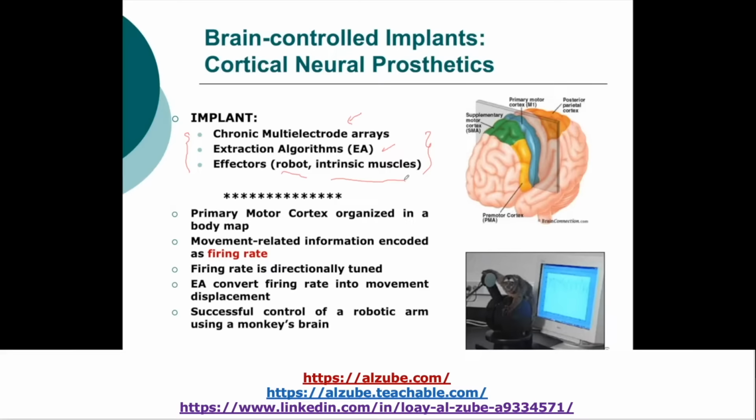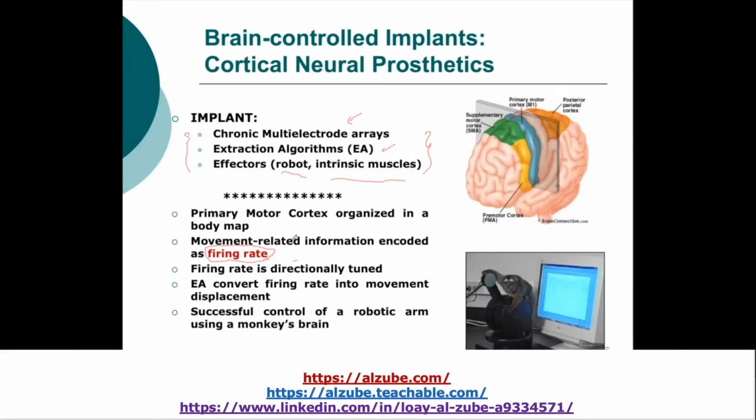So what we are targeting here is the primary motor cortex, which is the blue part in this image of the brain, and its movement-related information encoded as firing rate. When we measure the action potential or the electrical activity of the primary motor cortex in this part of the brain, we are trying to collect information about the firing rate. The higher the firing rate, it means that we have a lot of recruitment and we need to do something. The lower the firing rate, it means that we are not recruiting many muscles and we don't want to do the movement. Firing rate is directionally tuned, which means up or down.